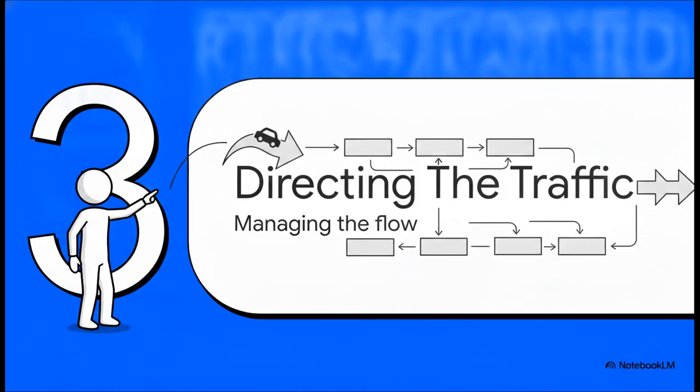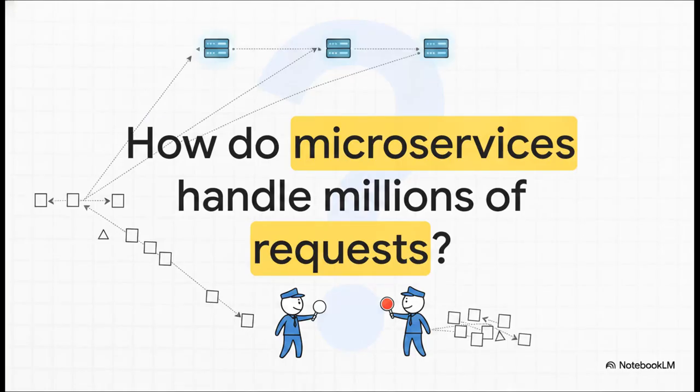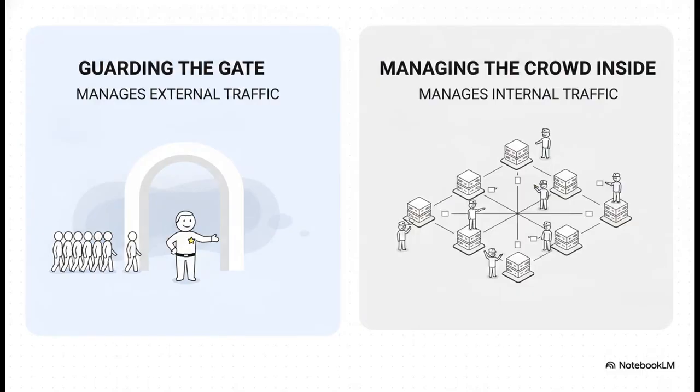Let's move on and see how this builds into section 3, directing the traffic. I want you to just think about this for a second. How exactly do these distributed microservices handle millions of incoming requests all at the exact same time without causing a massive, catastrophic digital traffic jam? Well, the answer lies with the invisible traffic cops of the cloud. And this brilliantly illustrates the solution.